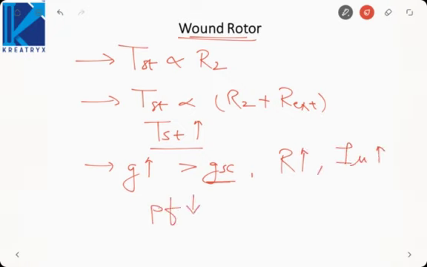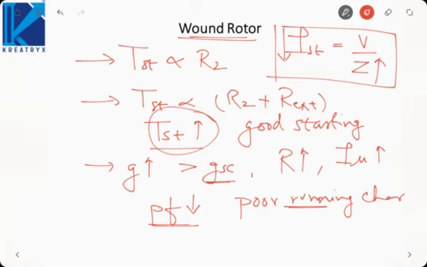So at the starting, as we saw in DC machines also, starting current is usually very high in the machines, so we need to reduce the starting current. But to jump start the motor, to give it a jerk at the beginning, we need a high torque. That is why starting torque must always be high and starting current must be low.